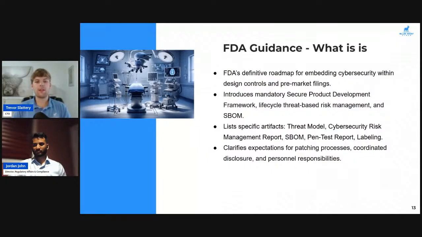This also talks about some of the expectations for patching processes, coordinated disclosure, any personal responsibilities as far as that post-market cycle. So who's involved, and what are they doing when we're moving into that post-market phase? I know I mentioned before the FDA is really having this push to make sure that devices can be updated in the field so that we don't have any potentially vulnerable devices remaining in the field. And so this FDA guidance really talks about some of the practices that we should have in place for that process.